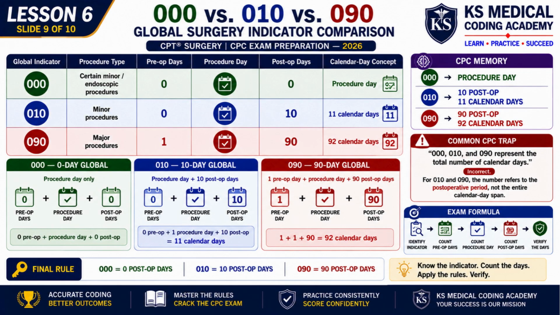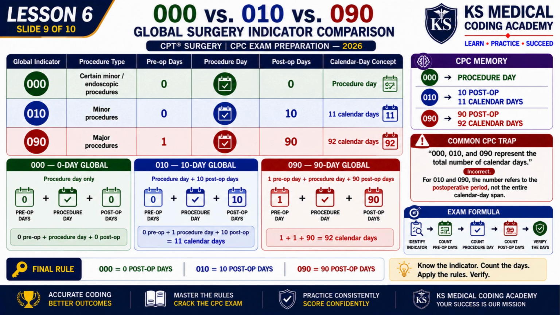Now let's compare the 3 important Medicare global surgery indicators, 000, 010, and 090. First, 000 represents a 0-day global period. There are no separate preoperative or postoperative global days, and the applicable global work is associated with the procedure day. Next, 010 represents a 10-day postoperative period. There are no preoperative global days, and the procedure day plus 10 postoperative days gives us 11 calendar days.